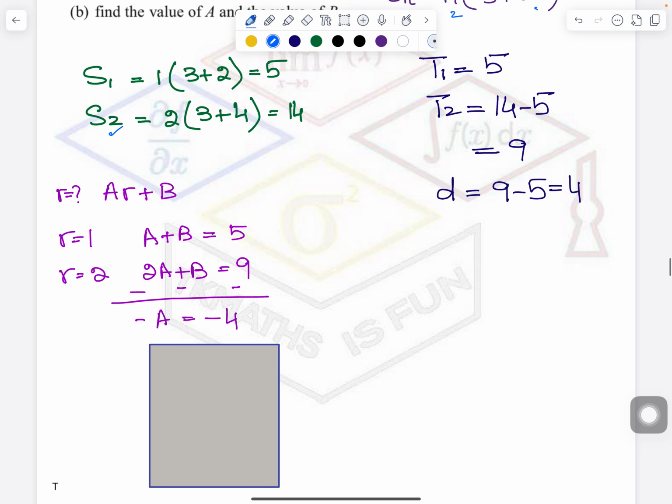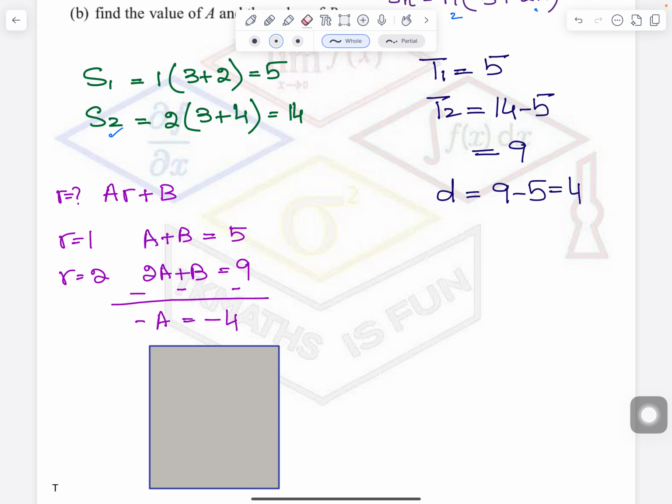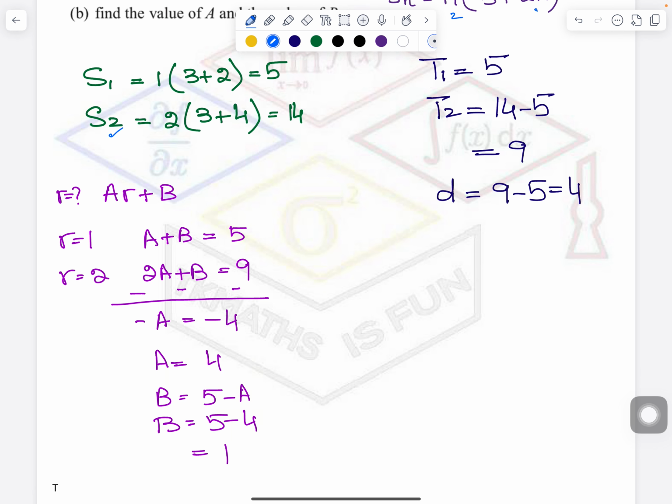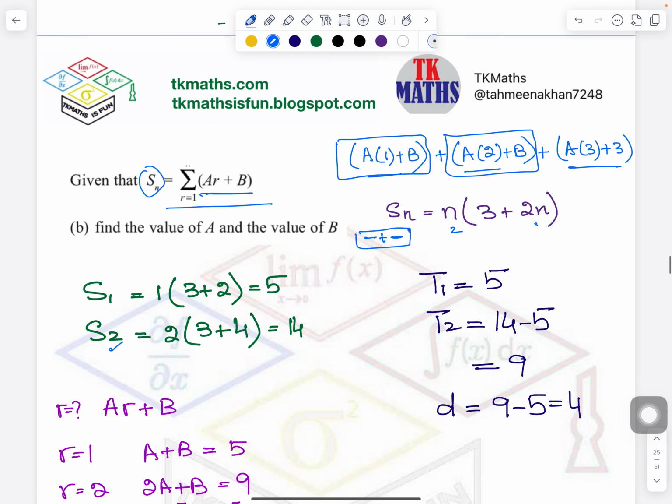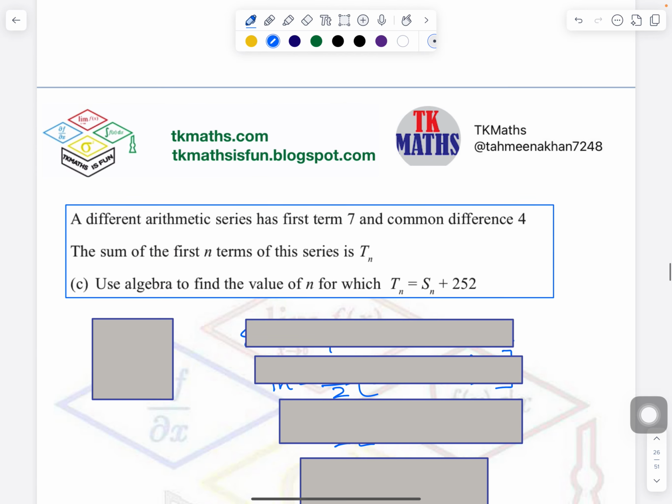I am using the elimination method here to solve simultaneously. If you want to use the substitution method, your choice. So you got the values of A and B. Let's see what is the last part of the question. This is the last part of the question.